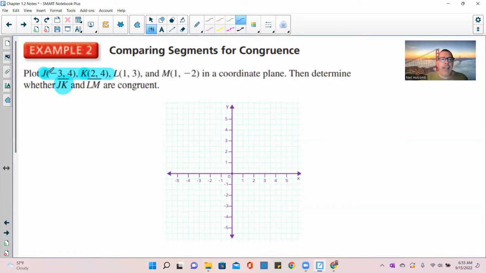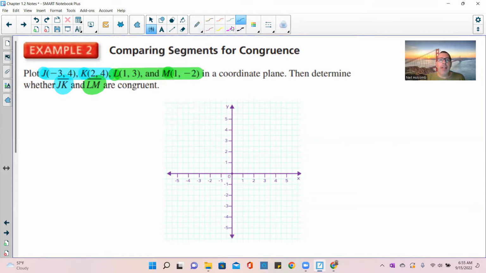Okay, so JK is the endpoints J and K. And then let me switch back to my highlighter and I will use green. And the name of this segment is LM. So here's L and here's M. Those are our endpoints of the segment. So we're going to find the length between these two and the length between these two.